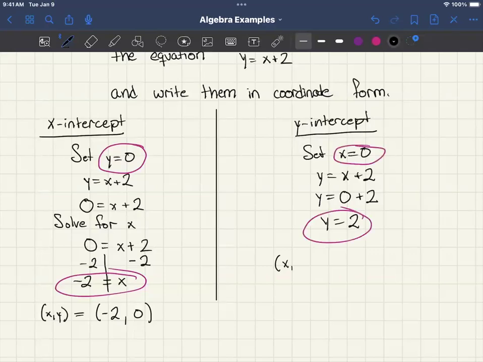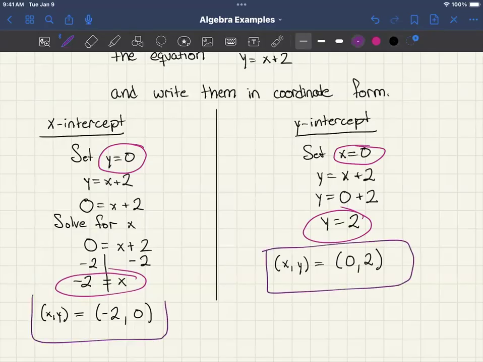So now we have x equal to 0 and y equal to 2. Writing this in coordinate form, remember, x always comes before y. So we always want to think alphabetically here. We get our coordinate is 0, 2. So our final solution, here's our y-intercept and our x-intercept.